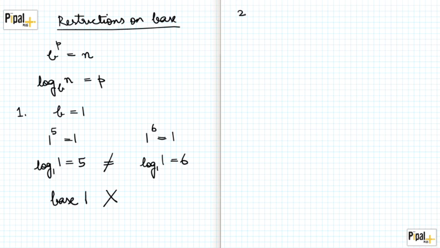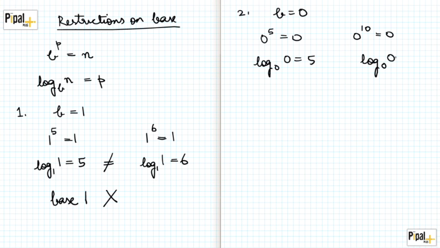For exactly the same reason, base 0 will also not be permitted, because 0 to the power 5 is 0, 0 to the power 10 is also 0. When you take logs, log base 0 of 0 is 5, log base 0 of 0 is also 10, but there's this inconsistency, right? The same thing cannot be equal to 5 and 10. Therefore, I will not have base 0.